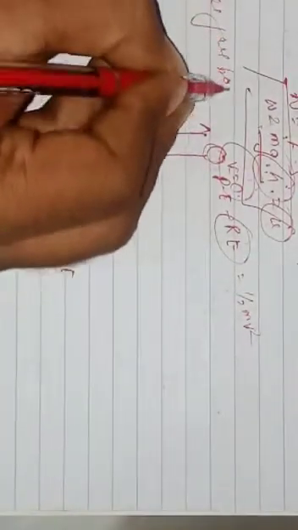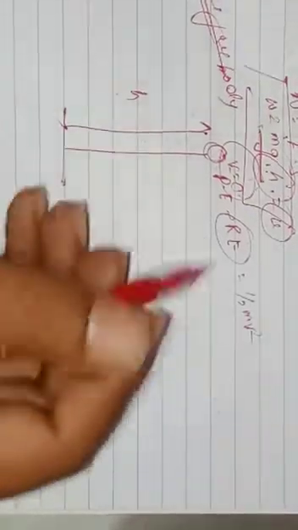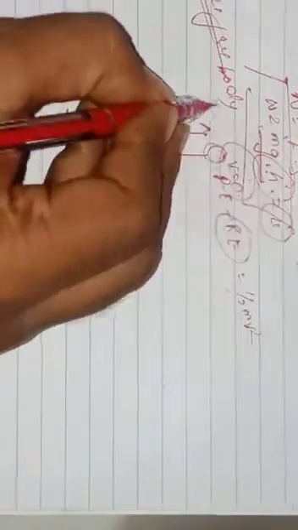This is a free fall body, guys. And the only force acting here is the gravitational force. So here the distance is h, so I can say the potential energy here is mgh.